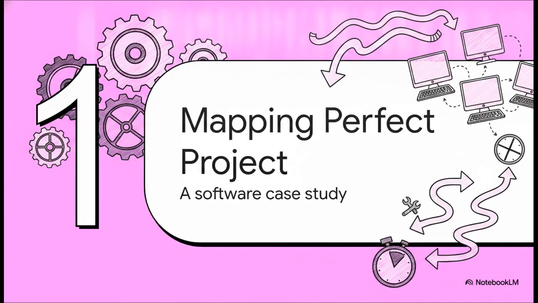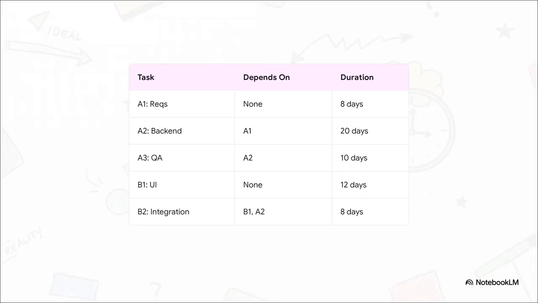Section 1. Mapping the perfect project. Okay, let's dive into this by looking at some specific, tangible project data from our source material. All right, take a look at this raw task data. We've got 5 specific tasks required to actually build our software. Notice how they're logically divided up? We have our A branch tasks, requirements, back-end coding, and QA testing, and those run in a strict sequence, one after the other. Then we have our B branch, which is UI development, just sitting on its own.